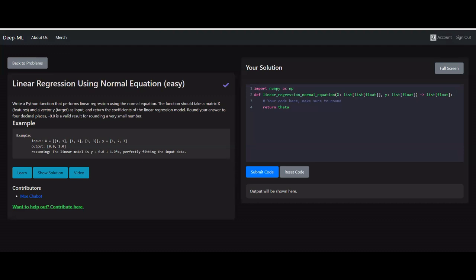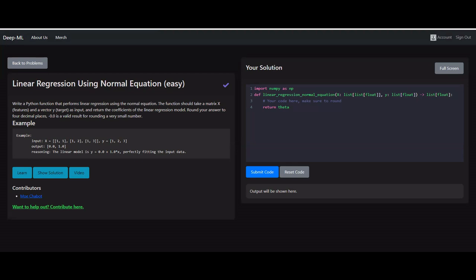Hello everyone. Today we're tackling problem number 14, linear regression using normal equation. Here we're given two inputs: x, the independent variables of a linear regression, and y, the dependent variable. We have to find the coefficients theta that come from doing linear regression using the normal equation.